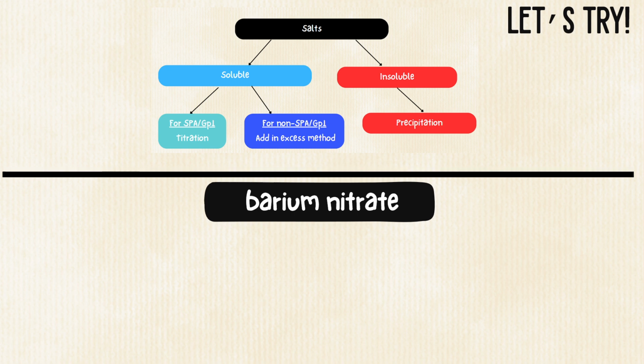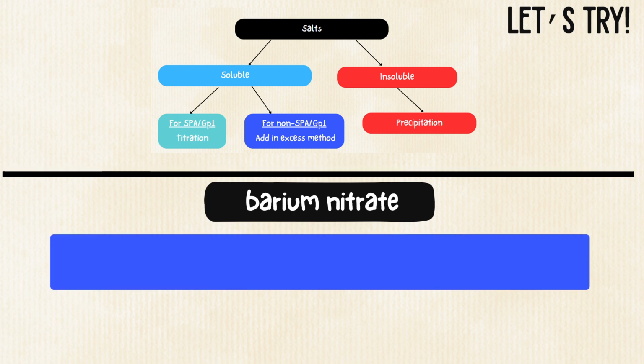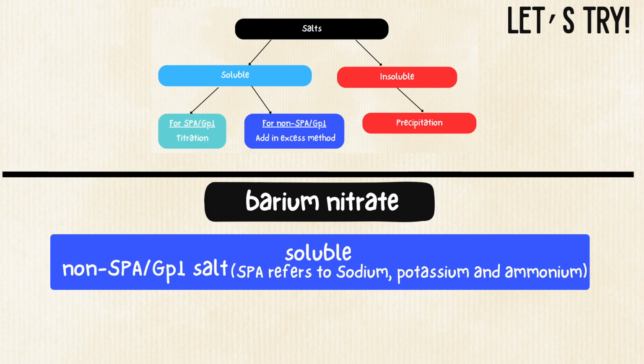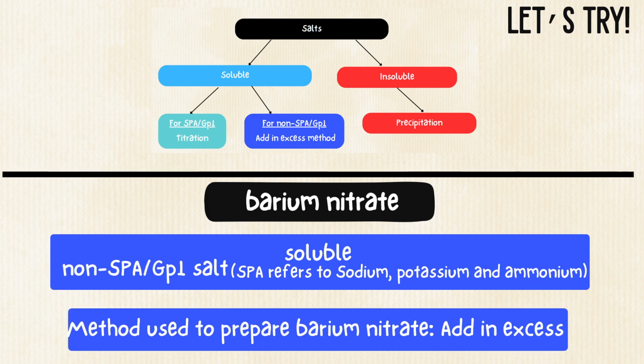Barium nitrate. Barium nitrate, once again, all nitrates are soluble, so barium nitrate must be a soluble salt. However, barium is not SPA or group 1, so the method that we use to prepare barium nitrate would be add in excess method.